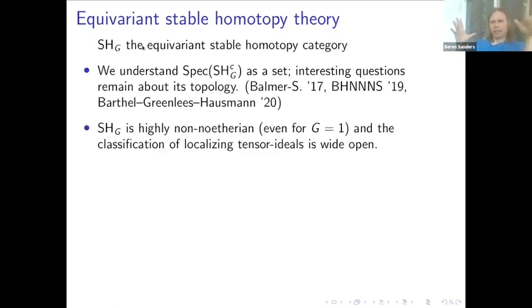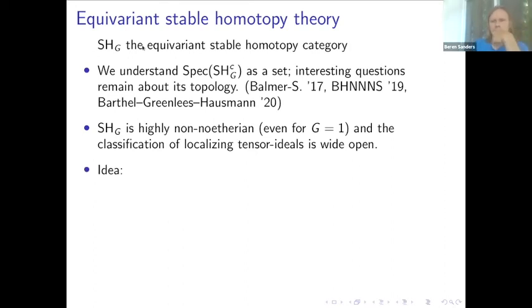But if we consider this category, SHG, it's a highly non-Noetherian category, even for G equals 1. Even the non-equivariant stable homotopy category is highly non-Noetherian, and the classification of its localizing tensor ideals is a completely wide open problem, a completely wild thing.